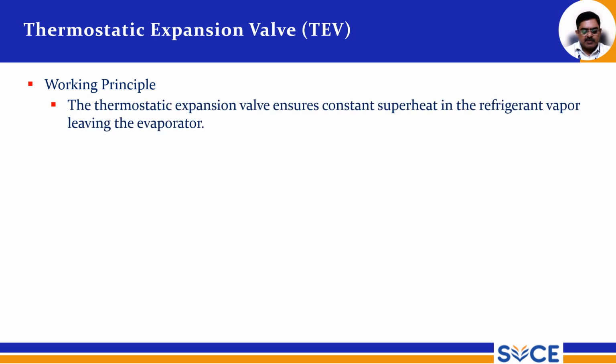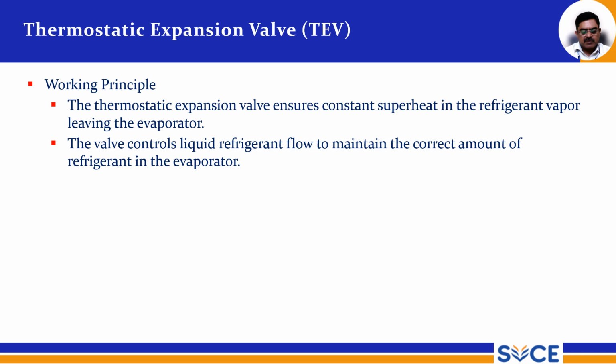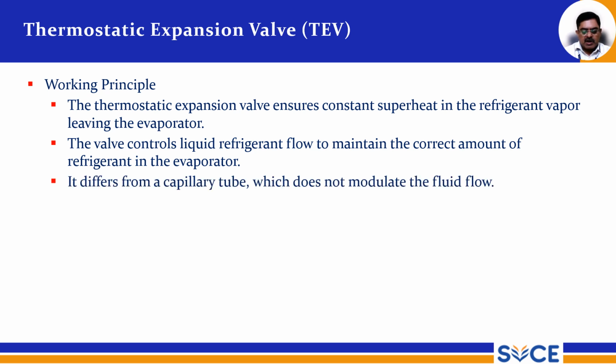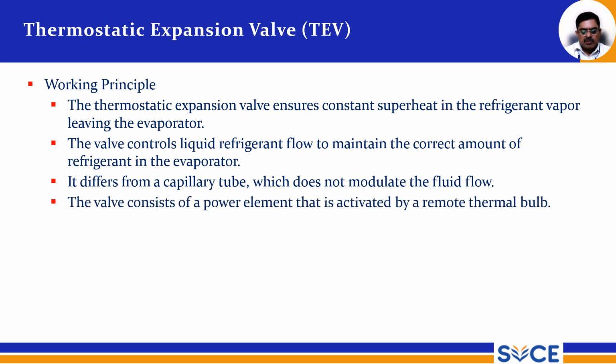Here the working principle is very simple. The thermostatic expansion valve ensures constant superheat in the refrigerant vapor leaving the evaporator. The valve controls liquid refrigerant flow to maintain the correct amount of refrigerant in the evaporator, and it also takes care of the quantity supplied to the evaporator. It differs from the capillary tube, which does not modulate the fluid flow. There won't be any change in fluid flow like in the capillary tube. That we will discuss in this session itself.